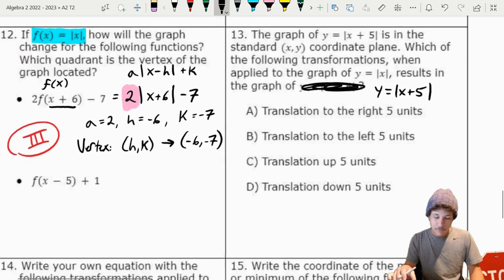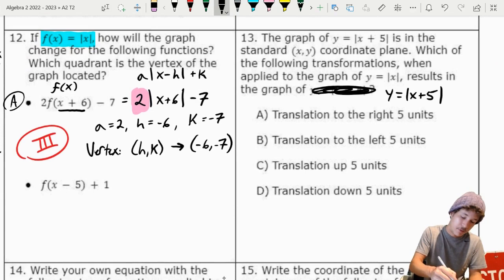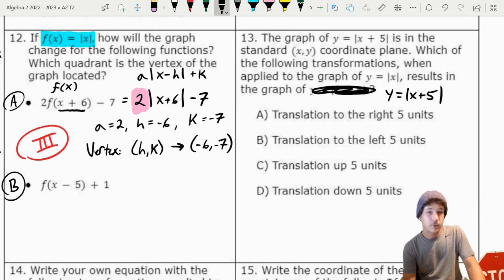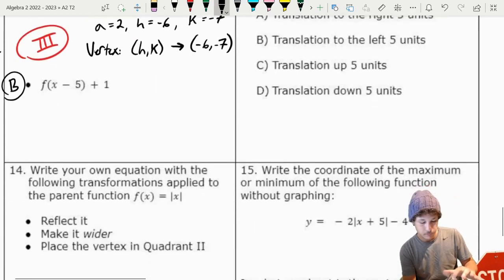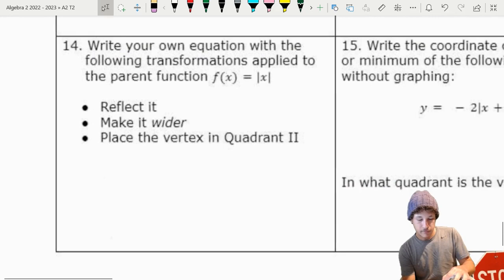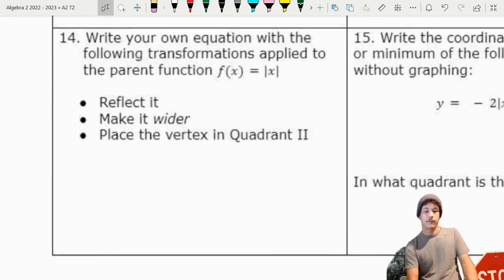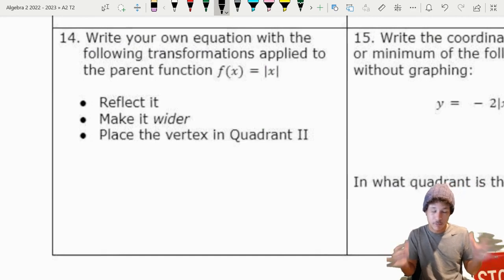Moving on, number 13, and if we call this part A and this part B, number 13 and number 12, part B, are for you to do on your own. Good luck. Let's see, number 14 is the last one I will do on this entire review. The rest of these problems are your problem, not mine.